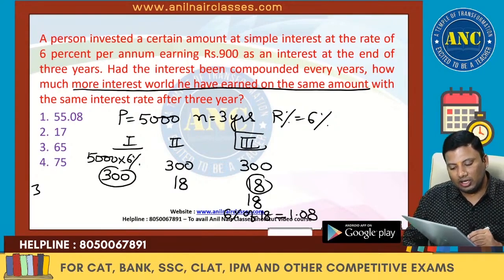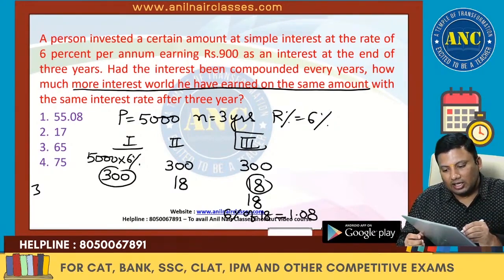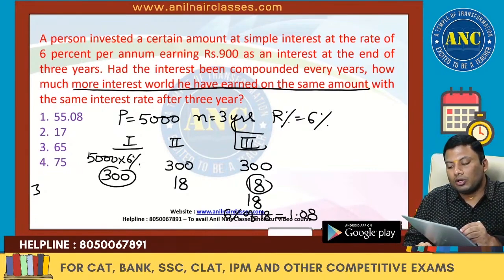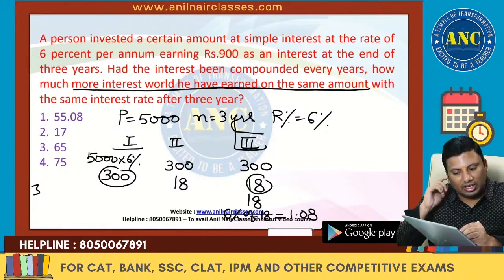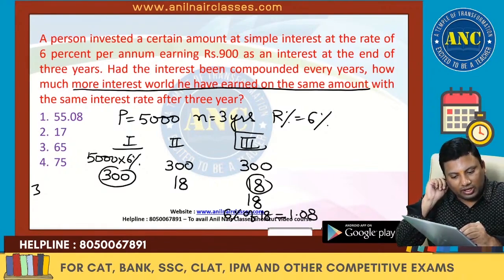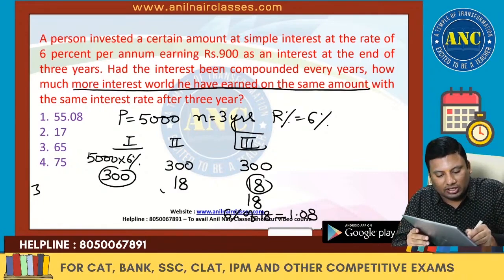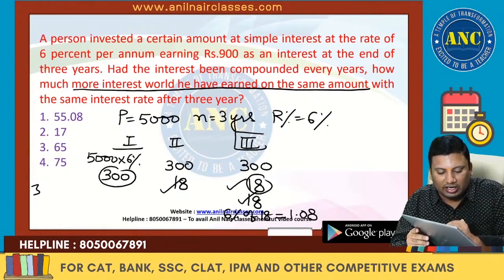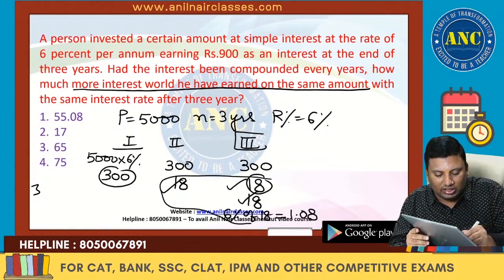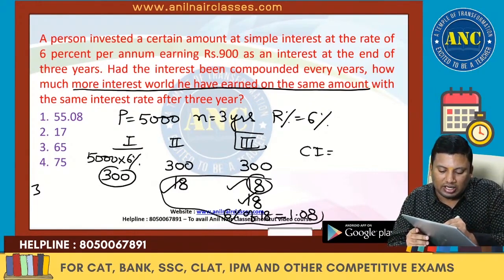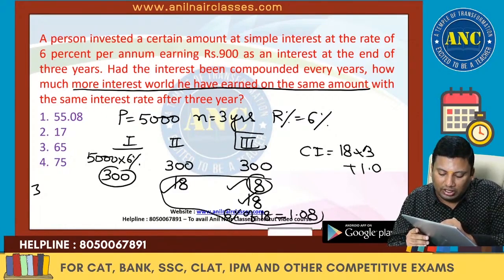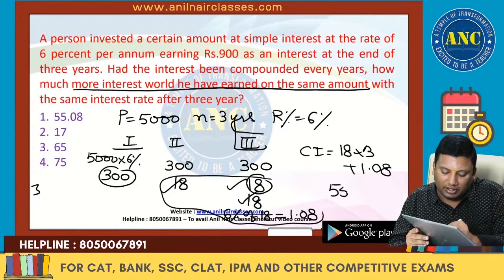What is the question? How much more interest would you have earned on the same amount with the same interest after 3 years? So simple interest we know for 3 years. Compound interest, how much will it be? 18, 18, 18. More interest. CI is 18 into 3 plus 1.08. So the answer for this question is 55.08.